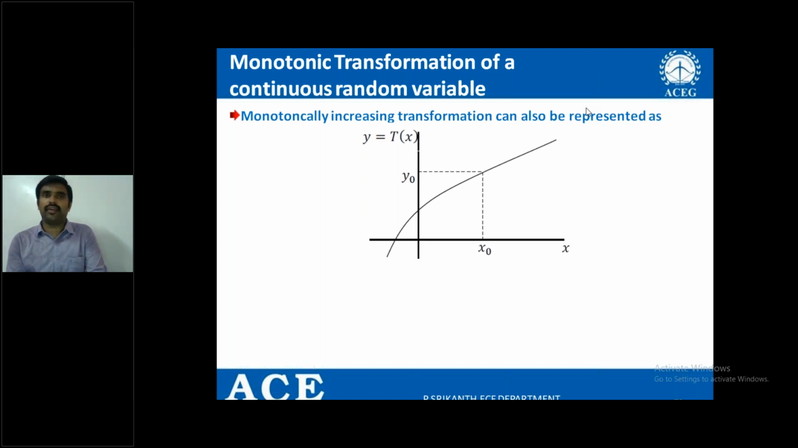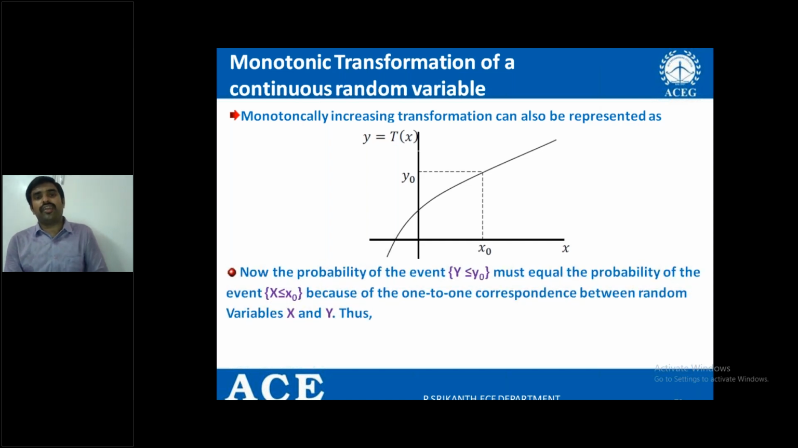If x increases, y increases. Am I clear? Next, the probability of the event y less than or equal to y naught must be equal to the probability of the event x less than or equal to x naught, because of the one-to-one correspondence between the random variables x and y.